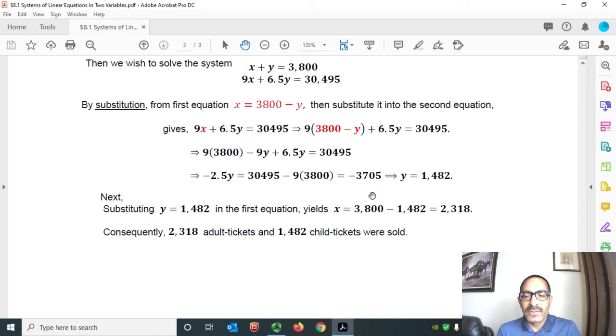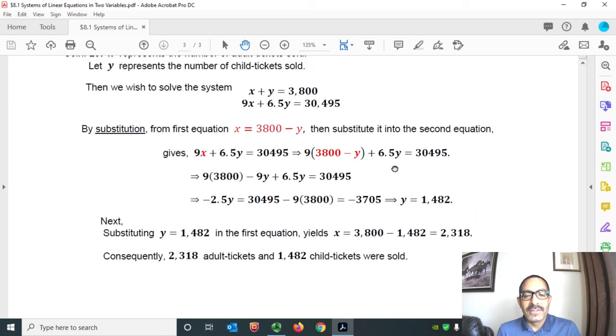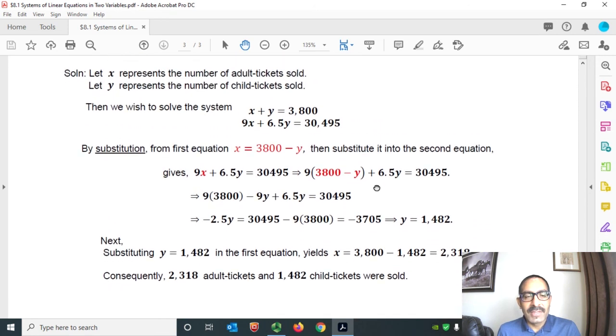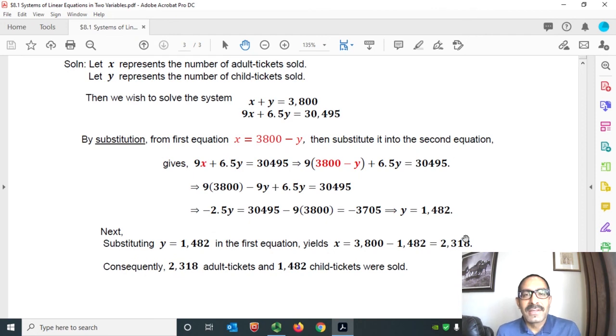So next, let's substitute y equals this value, 1,482, in the first equation. Then x turns out to be 2,318. Hence, x represents the adult tickets and y represents the child tickets. So the total adult tickets sold were 2,318. Similarly, the total child tickets sold were 1,482. Great. So we finished this section. Thank you.